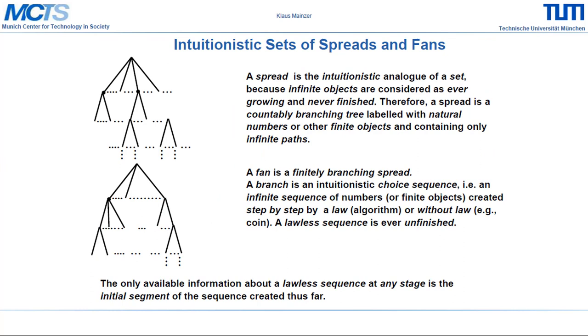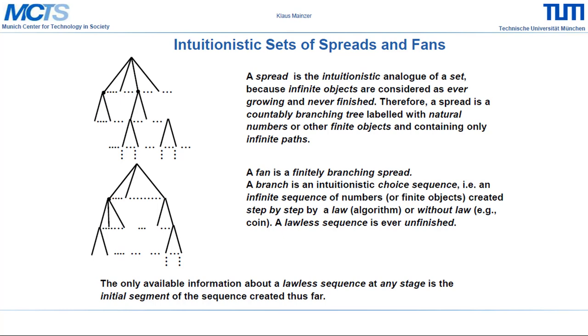And in this concept, the familiar sets are replaced by so-called spreads and fans, because a spread means a kind of infinite object which is ever growing and never finished, like a tree. A fan is a finitely branching spread here on the left. That means the branches are realized by so-called choice sequences, lawless or lawful.